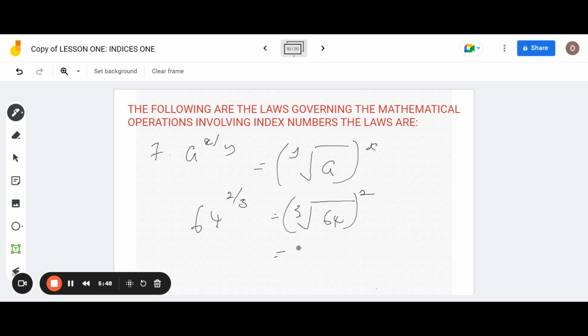The cube root of 64 is 4, since 4 times 4 times 4 is 64. Then raised to the power 2 will give us 4 in two places. That's 4 times 4, and that will give us 16 as the answer.